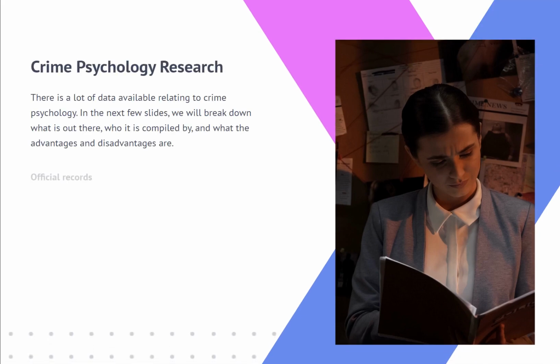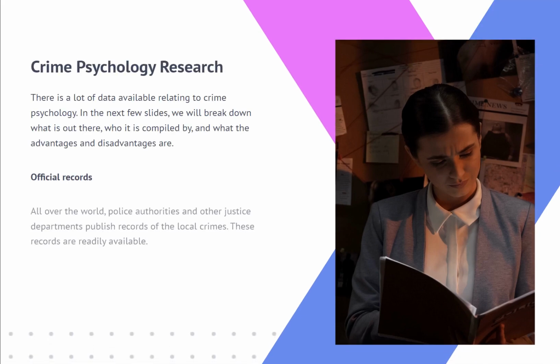Crime psychology research. There is a lot of data available relating to crime psychology. In the next few slides, we will break down what is out there, who it is compiled by, and what the advantages and disadvantages are. Official records. All over the world, police authorities and other justice departments publish records of the local crimes. These records are readily available.